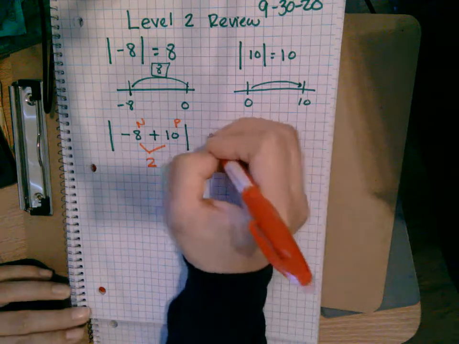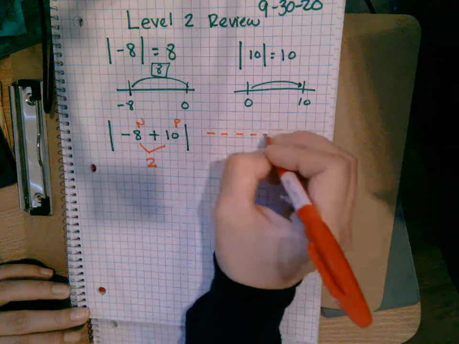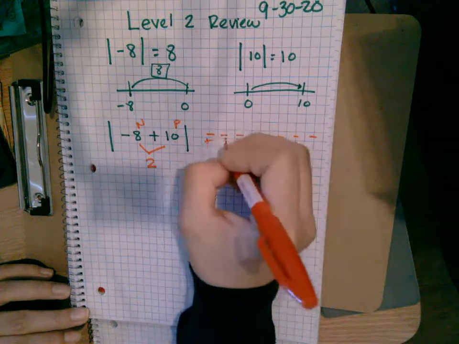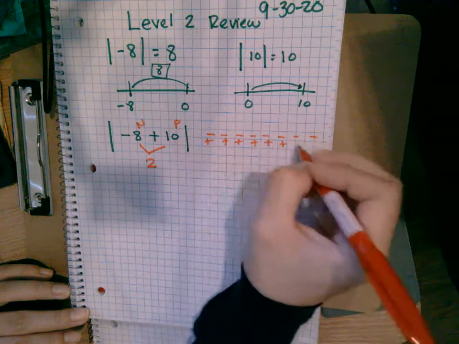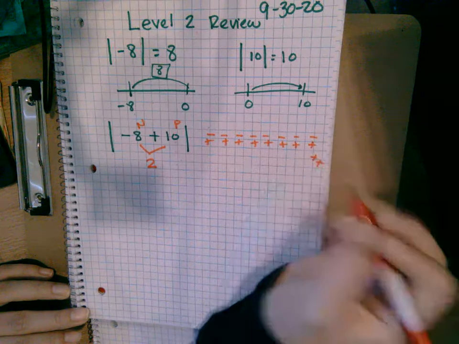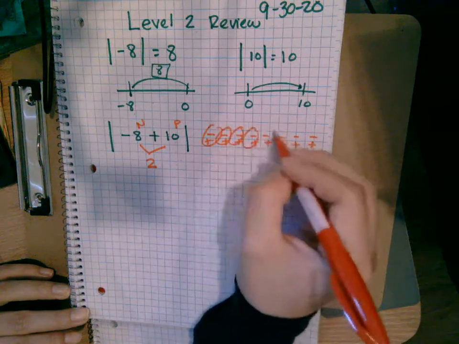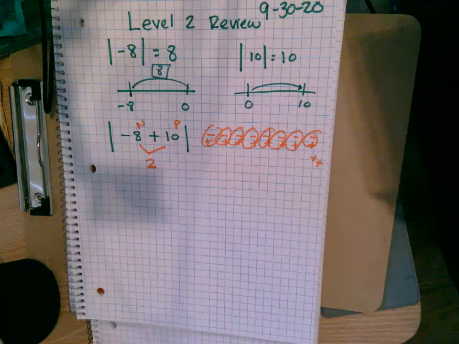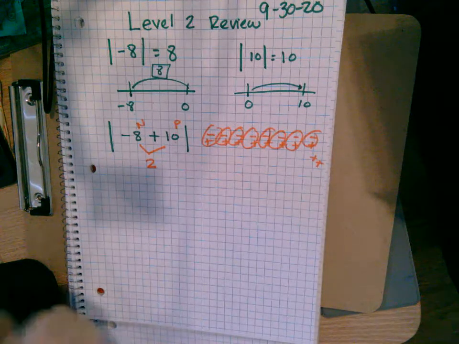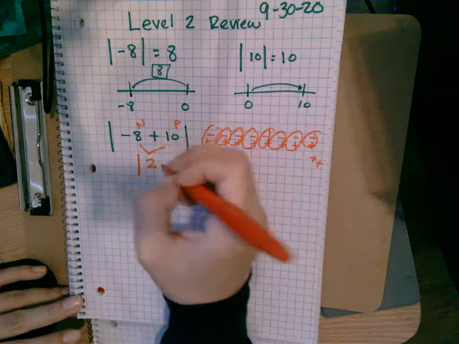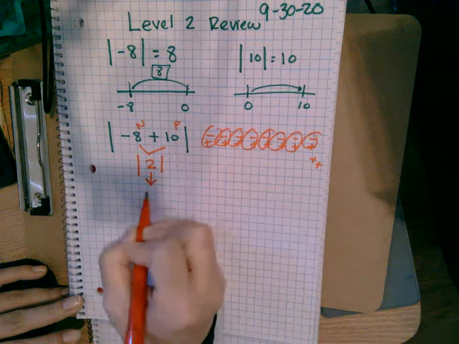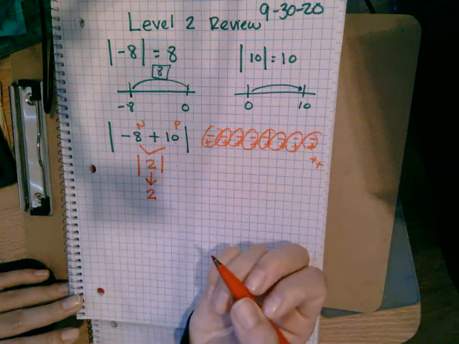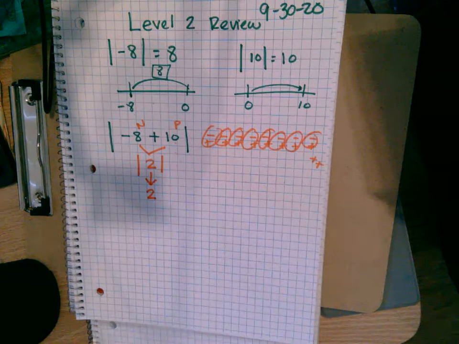It's the same thing as doing the little tiles. 1, 2, 3, 4, 5, 6, 7, 8. 1, 2, 3, 4, 5, 6, 7, 8, 9, 10. You would circle these, and then you have 2 left over. So when you have 2 left over, that's why it's 2. Then I have the bars. We take them out of the bars, so that is giving you a final answer of 2.